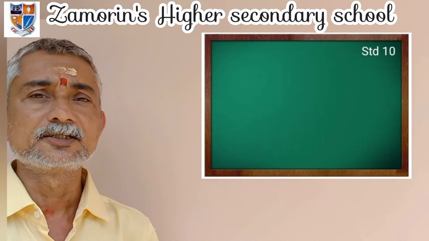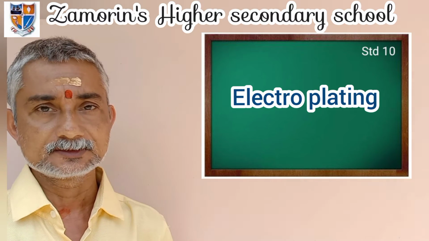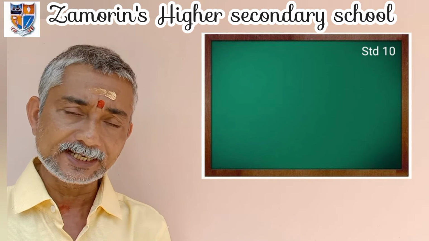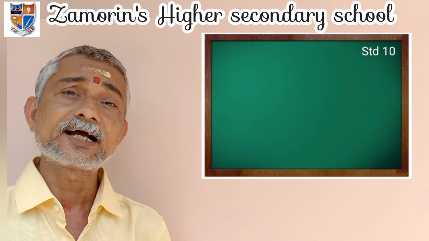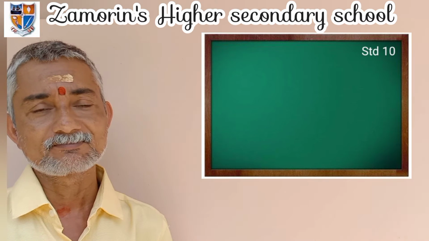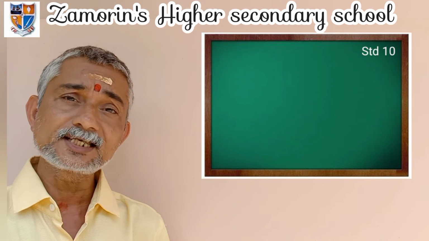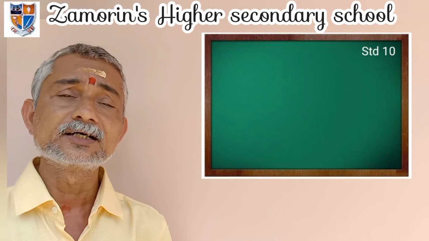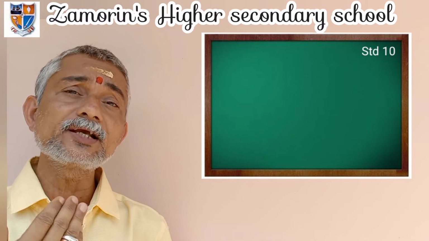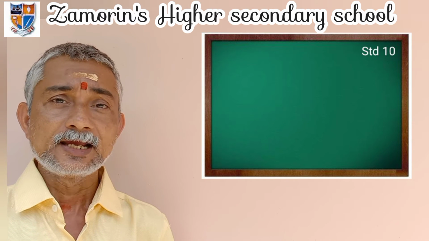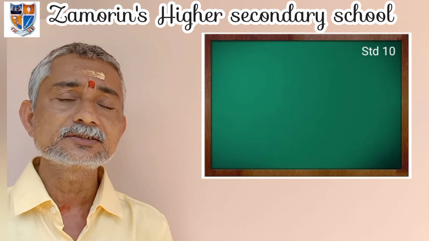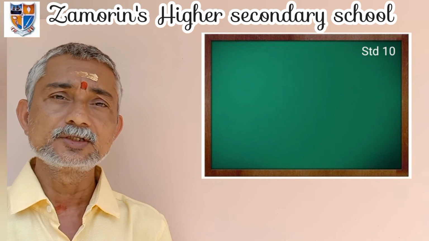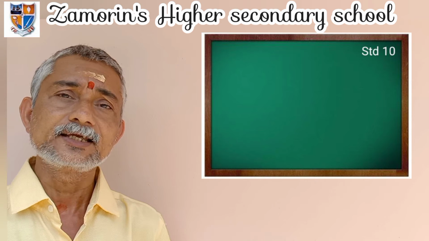Now, next term, electroplating. Electroplating means coating a metal over another metal with the help of electricity. That is, a costly metal is coated over a low cost metal, and here the metal which is to be coated is taken as the anode, and the metal which is coated, that is gold, silver, is taken as the cathode.